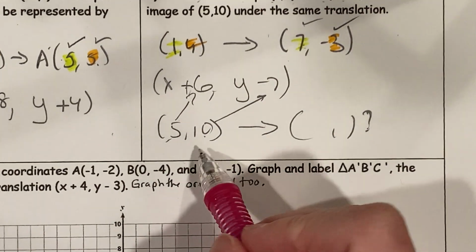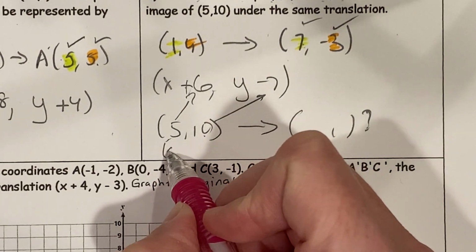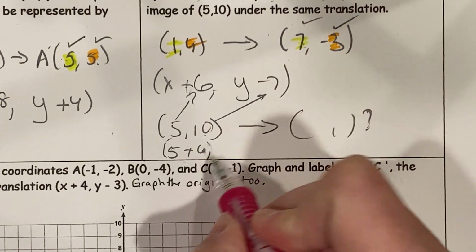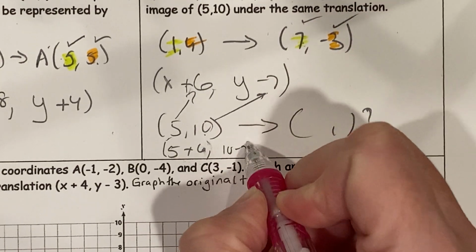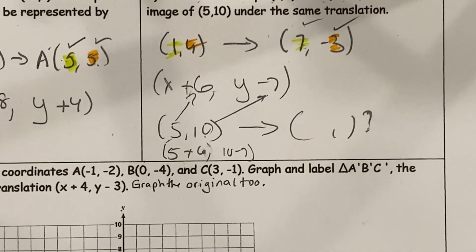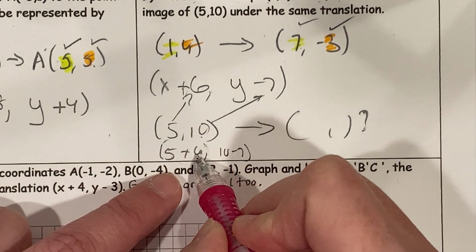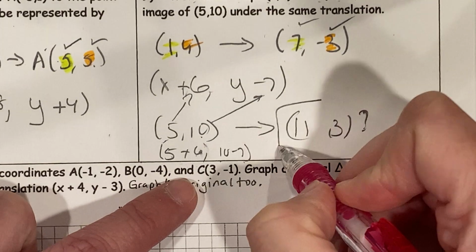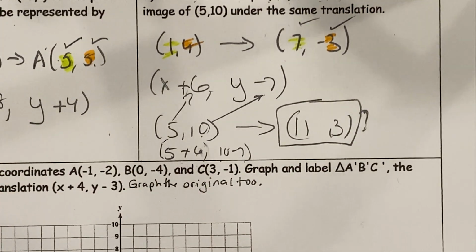Okay, so now what we do is take this new coordinate and apply that same rule to it. So if I get this new coordinate of 5, 10, and I do 5 plus 6, and then I take this and I do 10 minus 7, what do I get? Well, 5 plus 6, I believe, is 11. 10 minus 7 is 3, and that is the final answer.